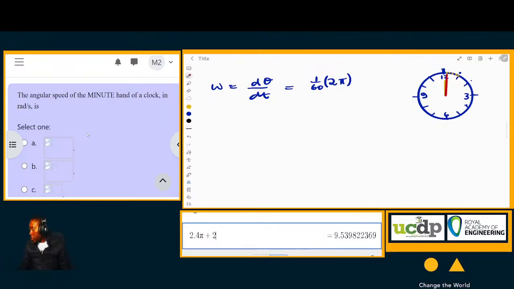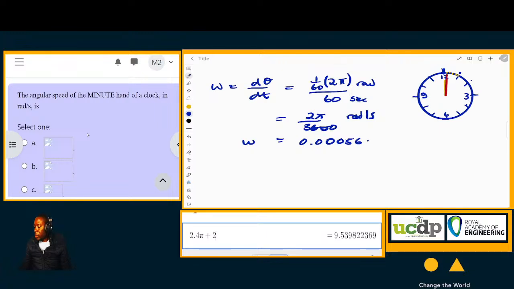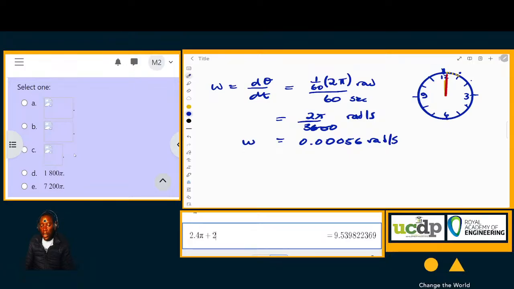Okay. So when it moves 1 minute, it will have moved 1 over 60 of 2π. But it does that in what? In 60 seconds. And this is 2π radians. So already that's 2π over 3600 radians per second. That's our speed. So that's 0.00056 radians per second. Or otherwise it's 1 over 1800 π.